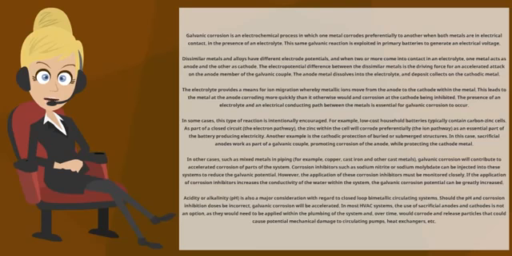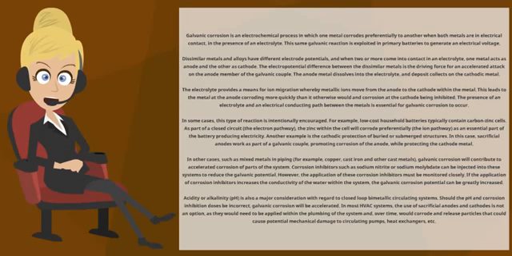be greatly increased. Acidity or alkalinity, pH, is also a major consideration with regard to closed-loop bimetallic circulating systems. Should the pH and corrosion inhibition doses be incorrect, galvanic corrosion will be accelerated.